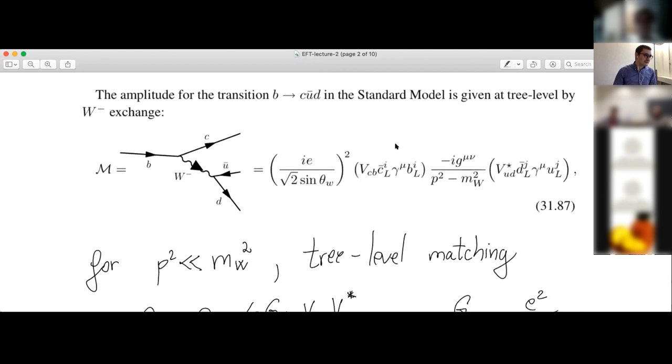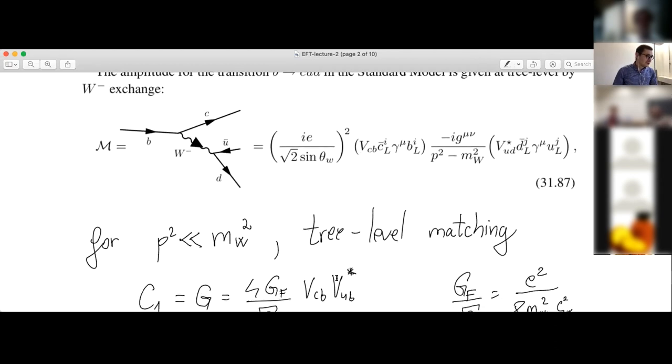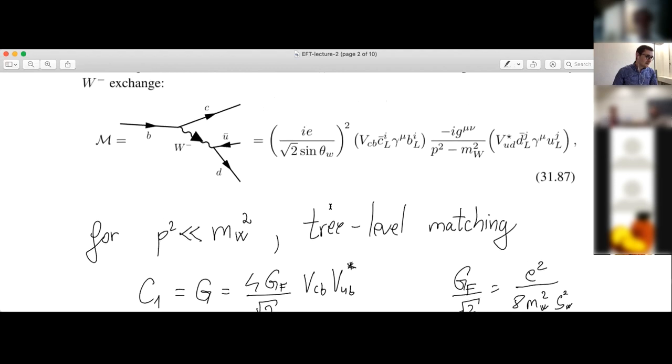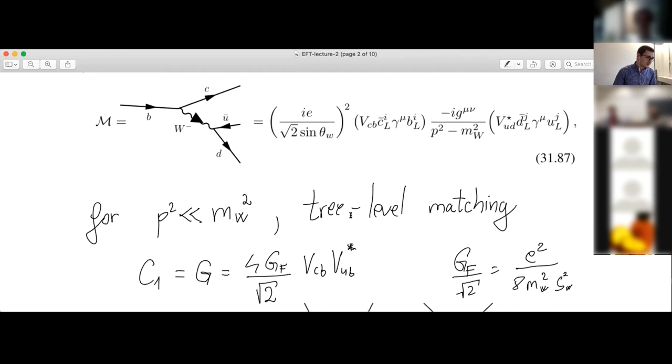Now let's do the tree-level matching. At tree level, you exchange a W, so you put different factors for the vertex. You have one current, the other current, and you put the propagator, the propagator for the W. So at tree level, it's a very simple calculation. You just neglect the p squared. p squared is the energy in the decay.